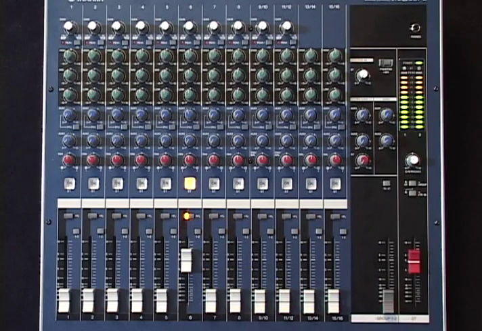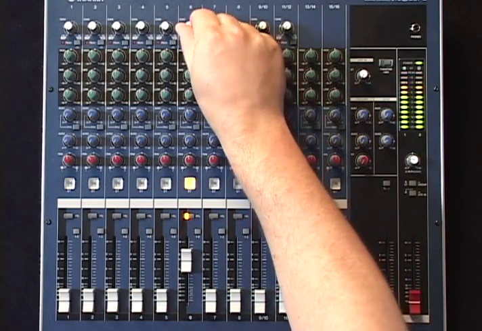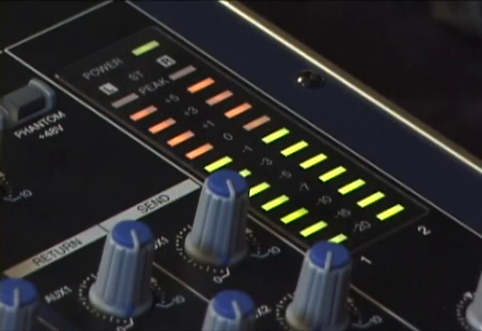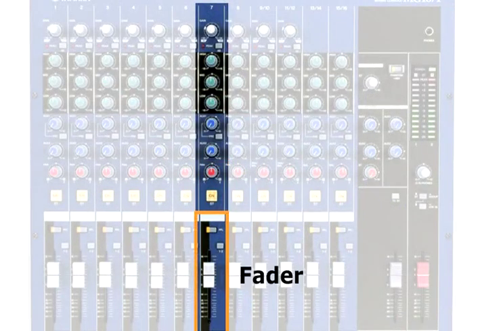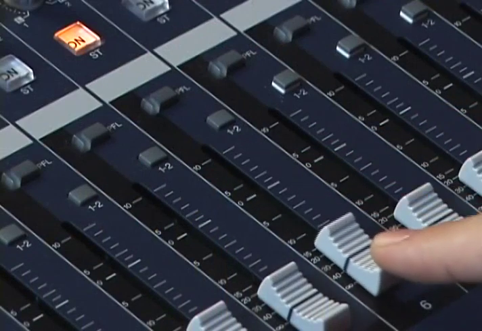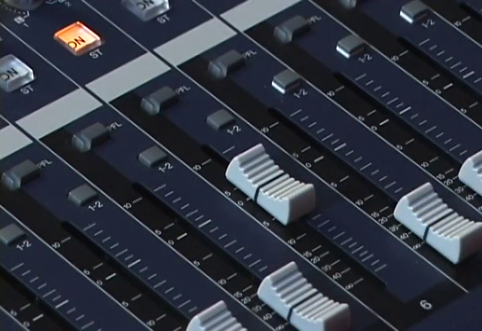PFL is also extremely helpful when setting your initial input levels, because you can do this A, without the sound coming out of the mains, and B, because you can make use of the main level meters for additional visual help. Finally is the fader or slider that increases or decreases the channel output. Some mixers may use a knob for this, but the function is the same.